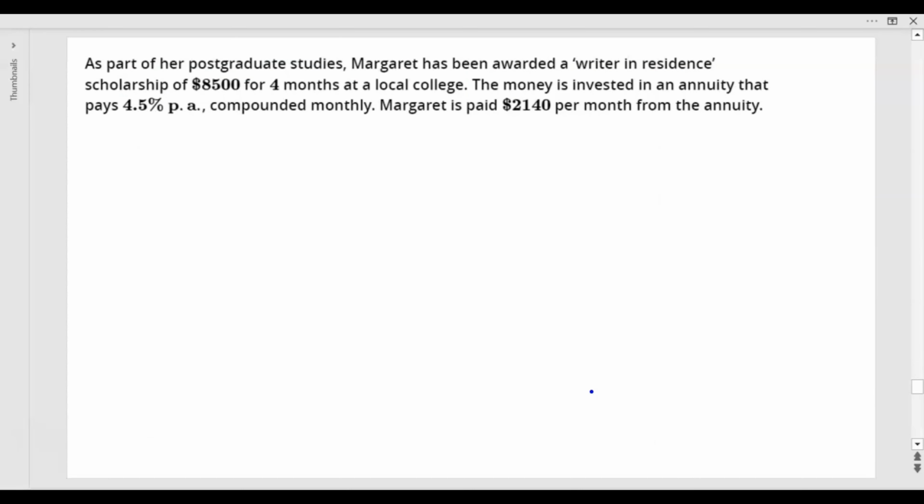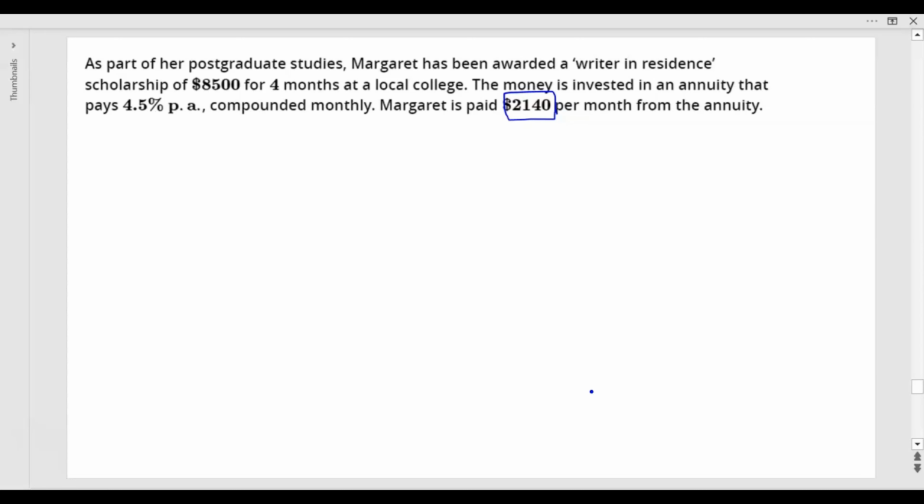As part of our postgraduate studies, Margaret has been awarded a writer in residence scholarship of $8,500 for 4 months at a local college. The money is invested in an annuity that pays 4.5% annual interest compounded monthly. This is the payout that she's going to get from the annuity. So that's your D value.